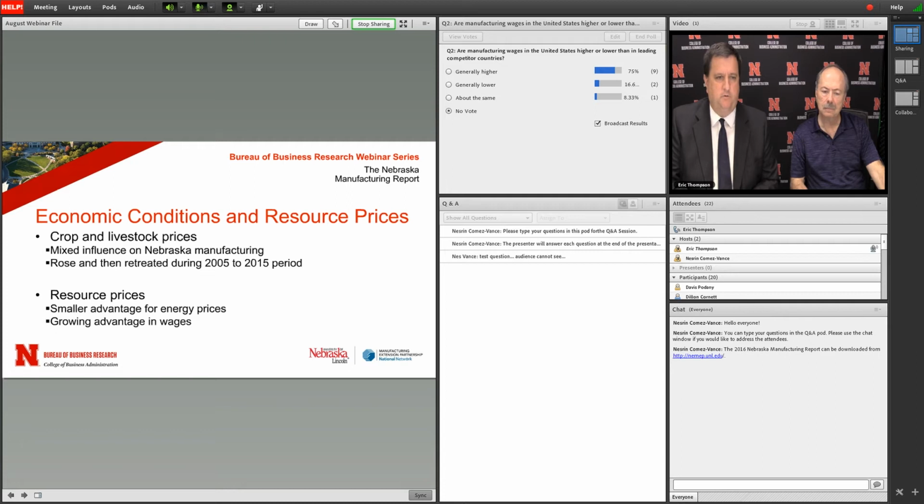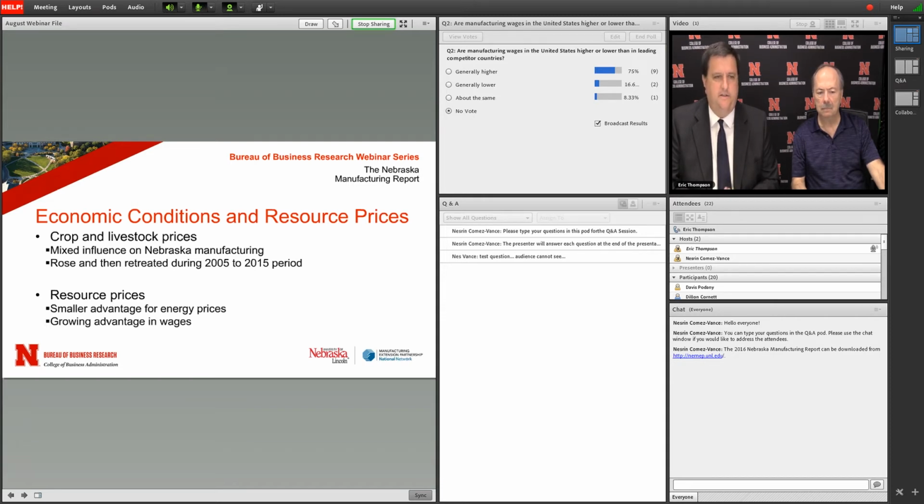So obviously when crop prices are strong, when livestock prices are strong, that's beneficial for producers in terms of their profits and income, and therefore you tend to see some benefits for Nebraska manufacturing as well. But it's not entirely a positive thing when those prices are high. After all, if say beef prices become very high, that can lead to a little bit of a reduction in consumption if you think about consumers. So I think you can say crop and livestock prices have a positive but somewhat mixed impact on Nebraska manufacturing.